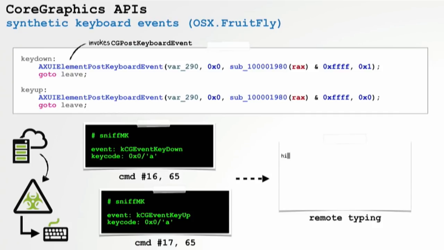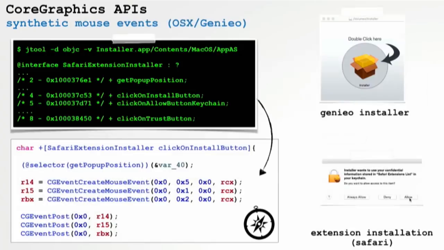So for example, I could figure out that command number 16 was the malware's synthetic key down command, and command number 17 was then the synthetic key up. Again, this gives the attacker the remote ability to generate synthetic keyboard events, either to type on the system or interact with these UI prompts.